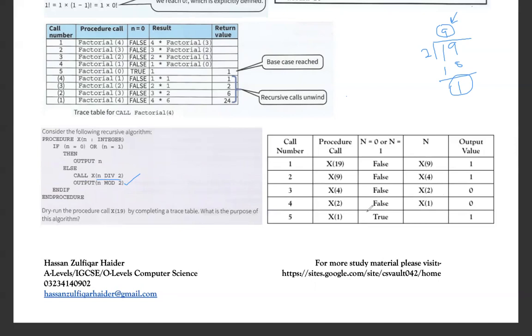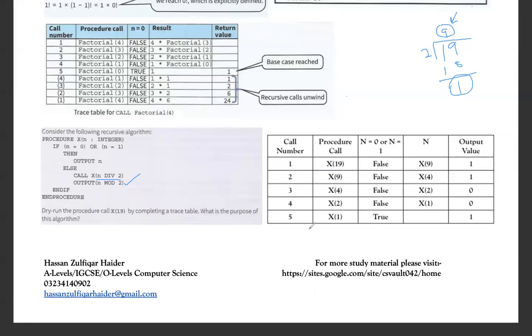Now, I will pass 1 as my parameter. As you can see here, my base case states that either n is equal to 0 or n is equal to 1. I have achieved the base case. So for this comparison, my answer is true. Since I have an answer true, I will simply output the value at that moment. My n is 1, and I will simply output 1. And that's how my recursive call ends.